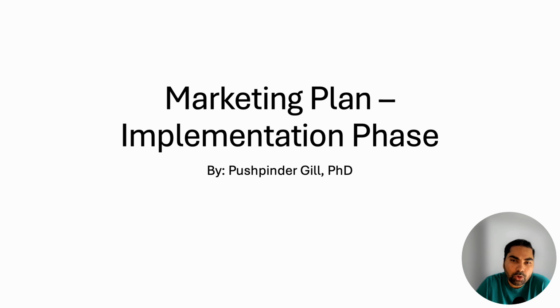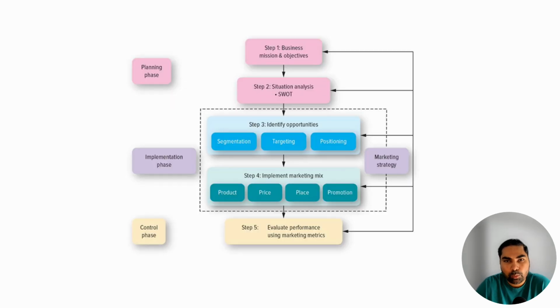So in the previous video, you must have watched the planning phase of the marketing plan, where we did talk about business mission and objectives, which was the first step. Then we talked about how you conduct a situation analysis by doing a SWOT analysis, which is by finding strengths, weaknesses, opportunities, and threats of a firm. So now comes the next step, which is the actual implementation phase of the marketing plan, which involves two steps.